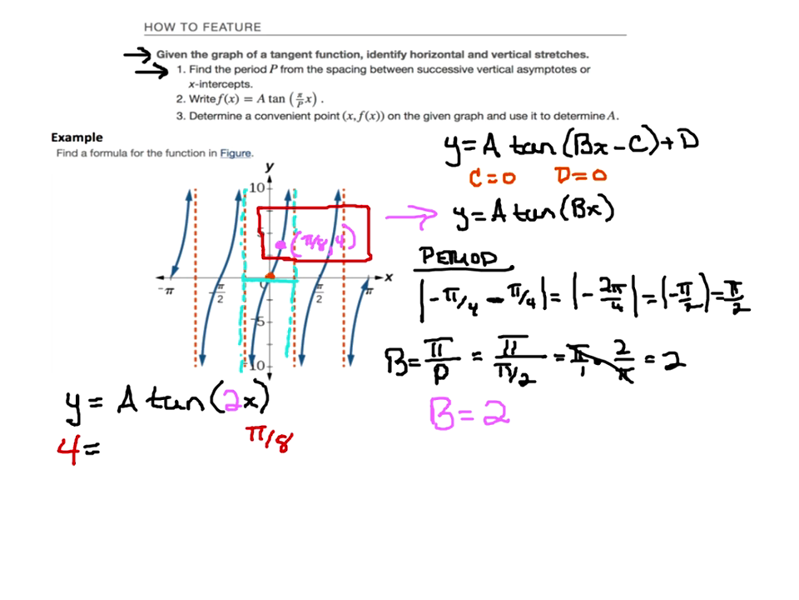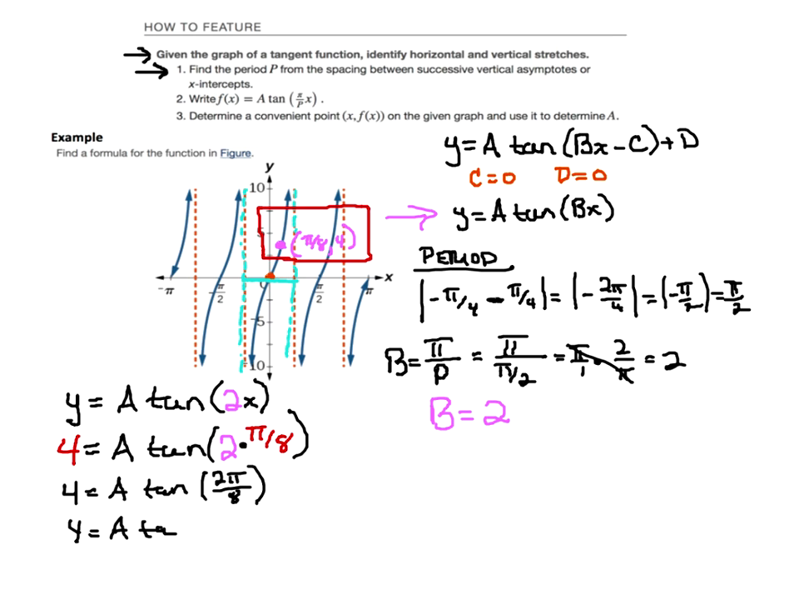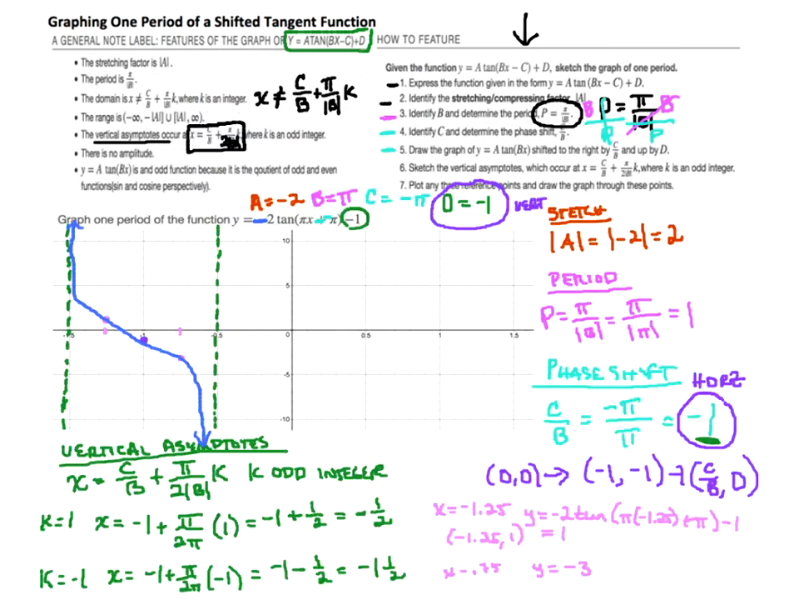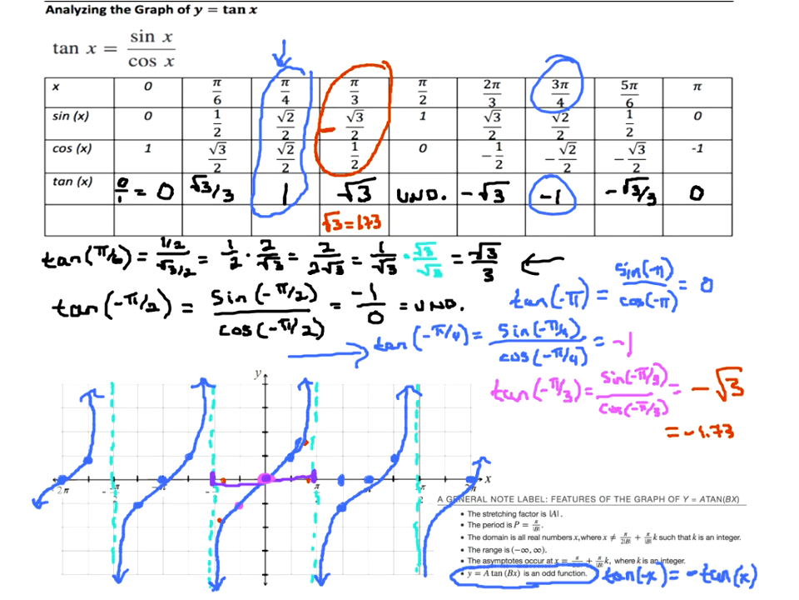This is equal to some A value that I'm looking for times the tangent of 2 times pi over 8. Okay, 4 equals A times the tangent. 2 times pi over 8 is 2 pi over 8, that's the same thing as pi over 4. And if we look back, we know what the tangent of pi over 4 is. The tangent of pi over 4 is 1.